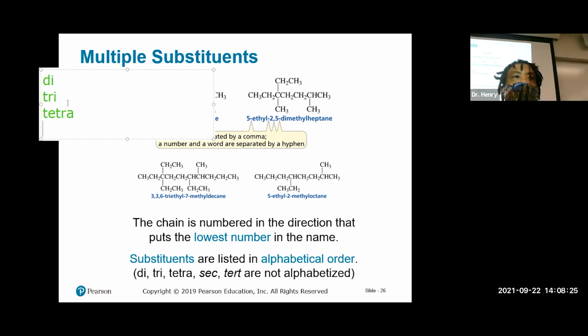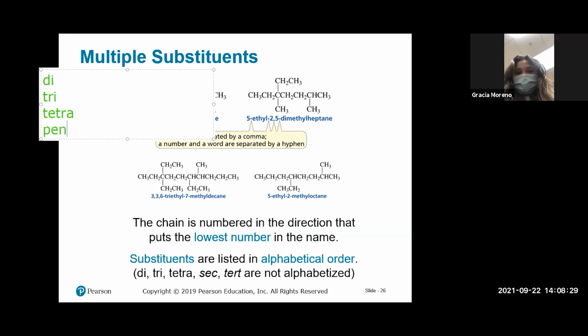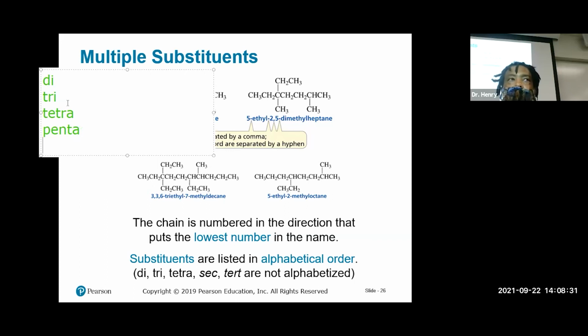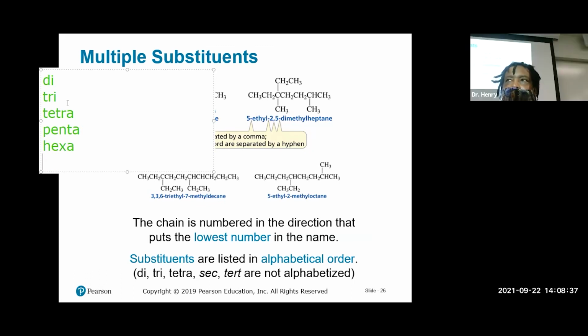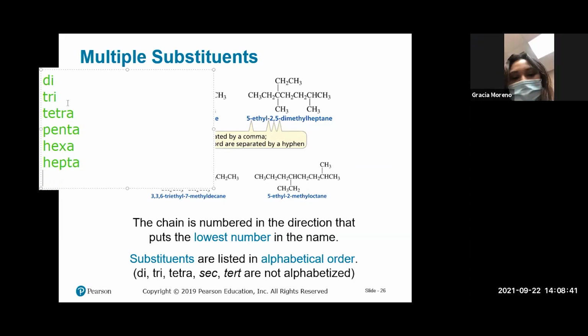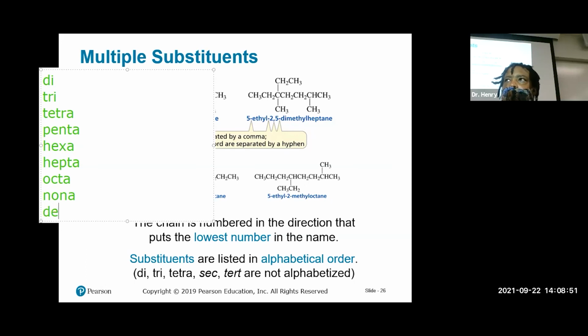So what's after four? Penta, not hecta. Hexa. Okay. Hepta. Octa. Nona. And deca. Okay.